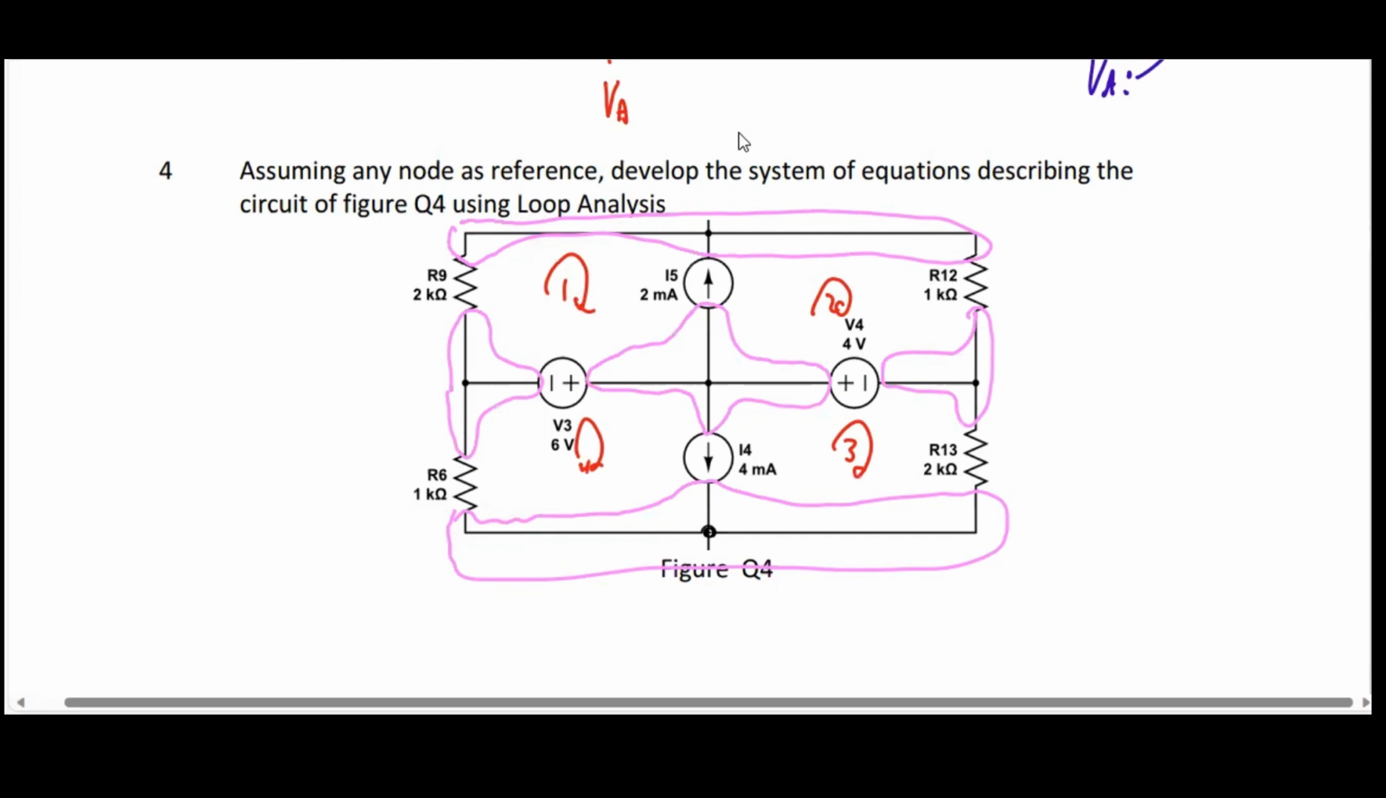So the better one to use in this one would have been loop analysis. I like doing that to show it, so they can see which one is better. But at the end of the day, you're just going to do what they say. That's just for fun. So there you go.